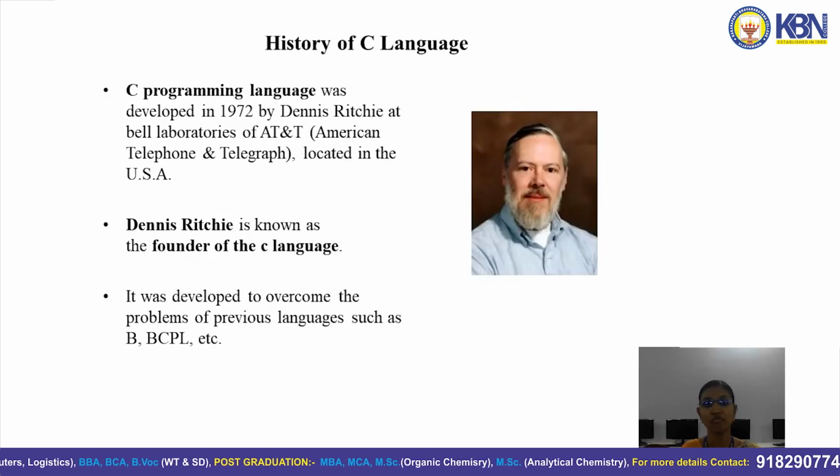In C language, we can provide comment lines, and comments in C provide easy readability. Now, history of C language. C programming language was developed in 1972 by Dennis Ritchie at Bell Laboratories of AT&T. AT&T stands for American Telephone and Telegraph, and it was located in the USA. Dennis Ritchie is known as the founder of the C language.